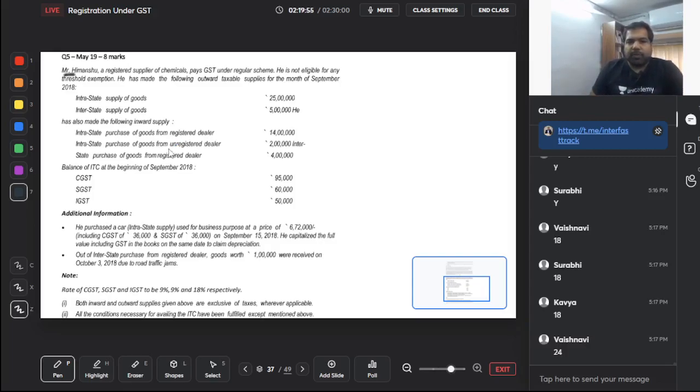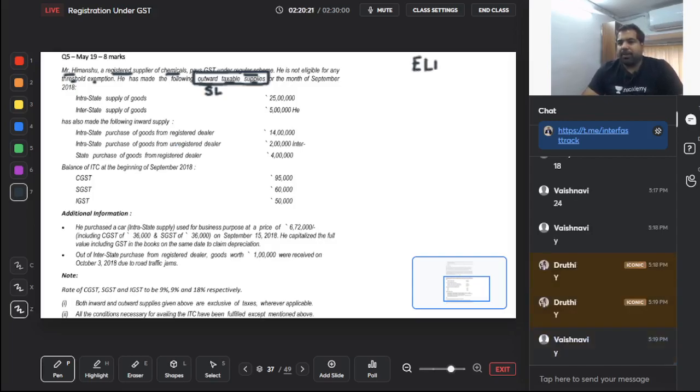Mr. Himanshu, a registered supplier of chemicals, guys, is the government happy he is registered? Yes. He pays GST under which scheme? Regular scheme. He is not eligible for any threshold exemption, that means he is already registered. He has made the following outward taxable supplies. Guys, on outward supplies, does supply lead to liability? Yes. So let's make the electronic liability register. IGST, C and S.